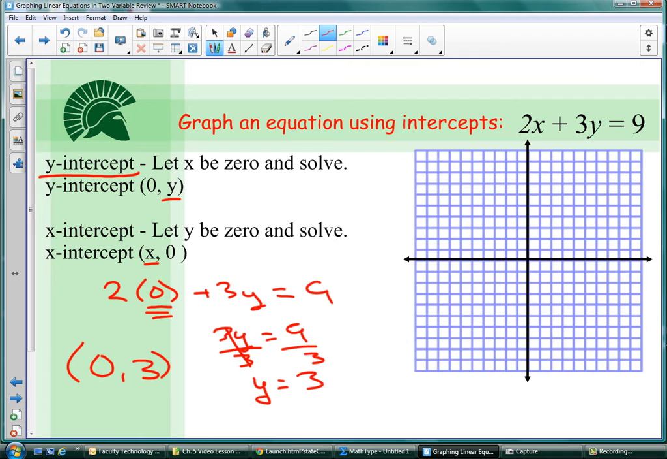I put that on the graph, (0, 3), so I go to the x-axis and the y-axis. I stay in the middle, and the point that I'm actually going to put there is 3 above. So 0 for the x tells me I don't move left or right, and 3 above means 1, 2, 3. So that's my y-intercept.